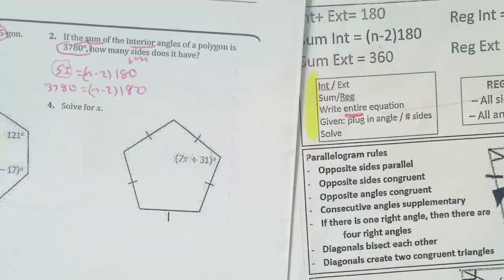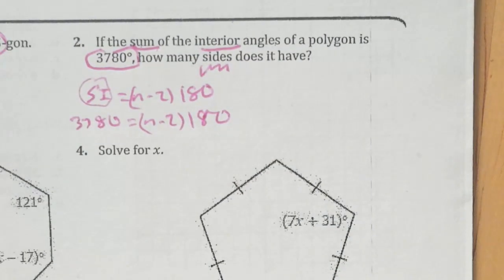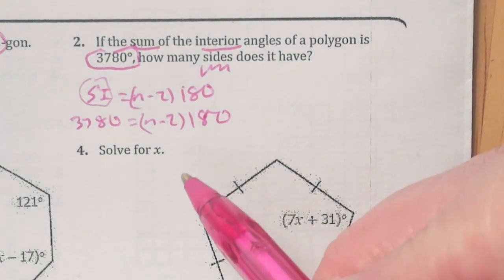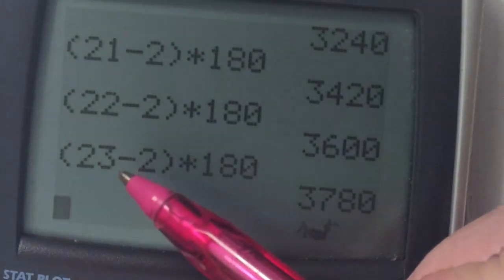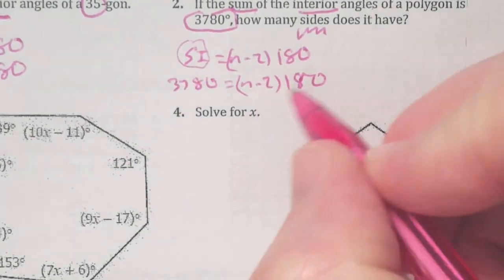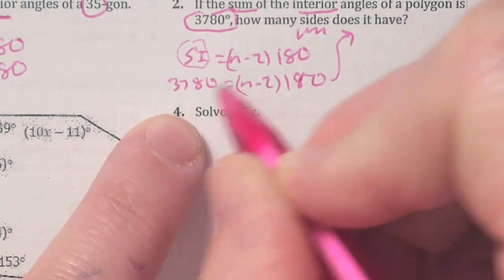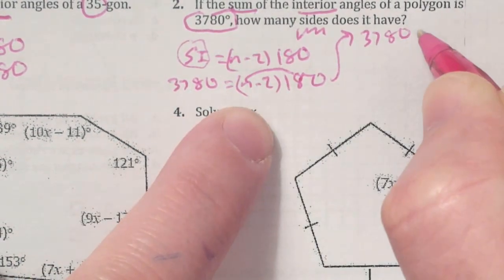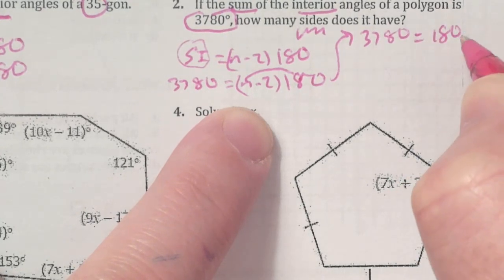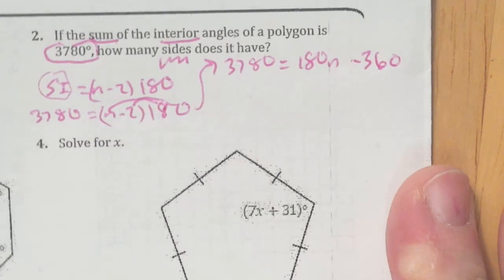The other way is actually mathematically. If I zoom in a little bit, now I know the answer is 23. N has to be 23. So I'm going to show how that works. If I distribute this, I ran out of room, so I'll put it up here. I get 3780. If I distribute here, that is 180n, and distribute here, that's minus 360. Sorry, I ran out of room.